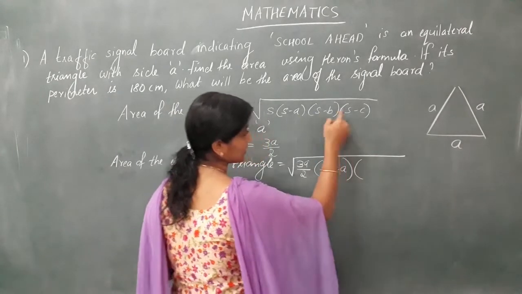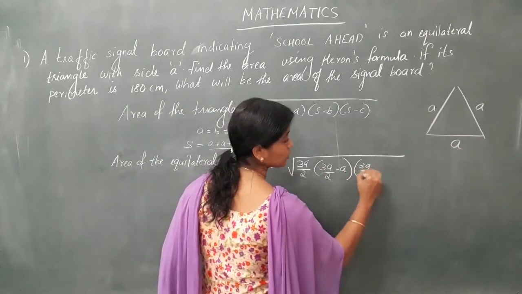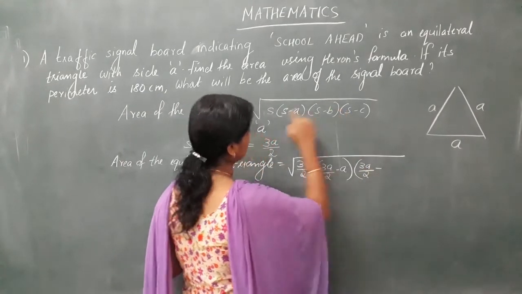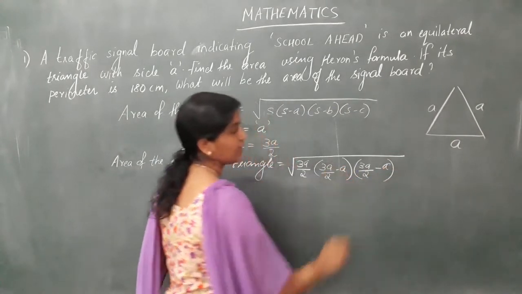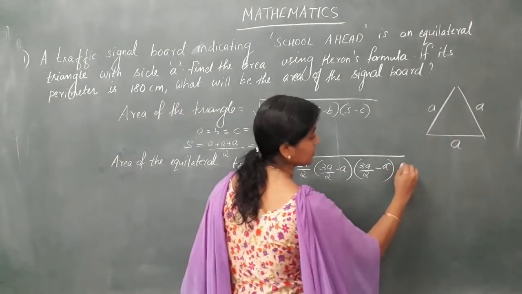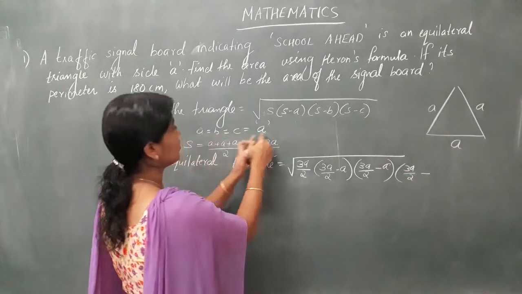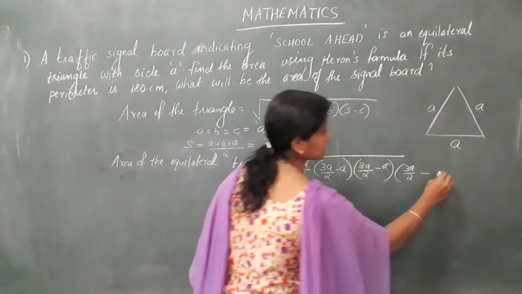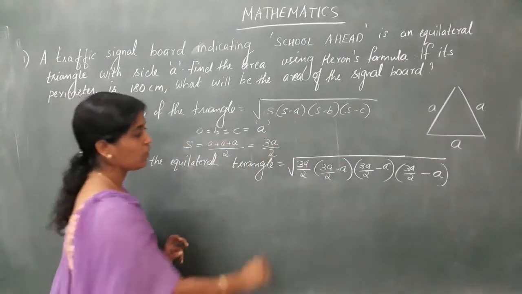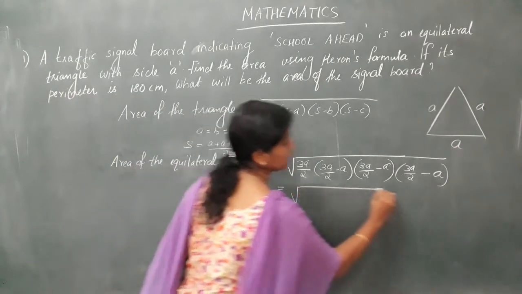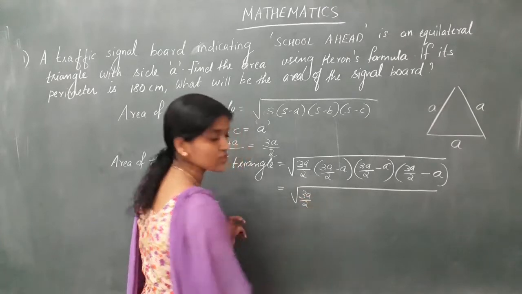Now S minus B. So S is again 3A by 2 minus B, we know which is equal to what? A. So again A. Again S minus C, which is 3A by 2 minus C, is again equal to A. So it is A. Okay. Now bracket. We have to do in the square root part 3A by 2. We keep it as such.